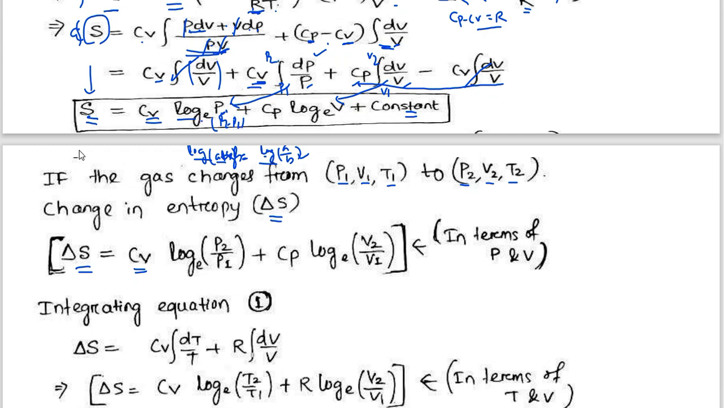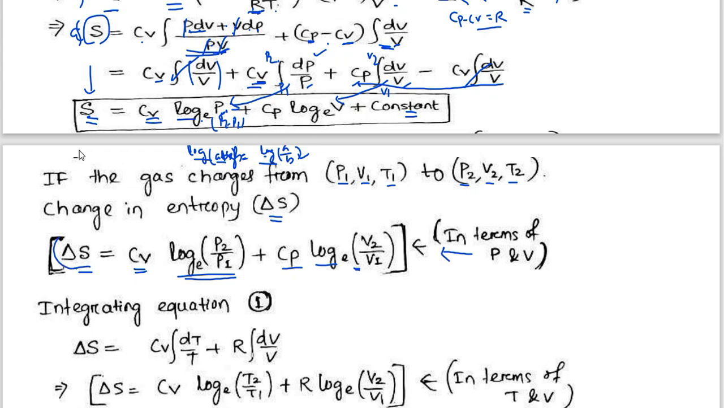So log P2 minus log P1, that will be log P2 by P1. Similarly in the second part, Cp log V, what is its limit? V1 to V2. So after putting the limits, log V2 minus log V1, and applying the log formula, what do we get? log V2 by V1. So this is the change in entropy in terms of pressure and volume.